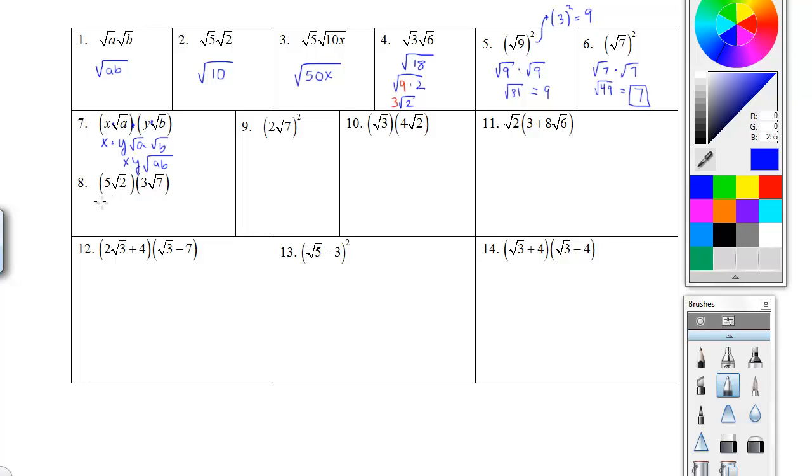Okay, so trying that with this one, the 5 and the 3 will multiply because they're on the outside, and the root 2 and the root 7 will multiply as root 14. So multiply the outsides, multiply the insides. Let's try this one.